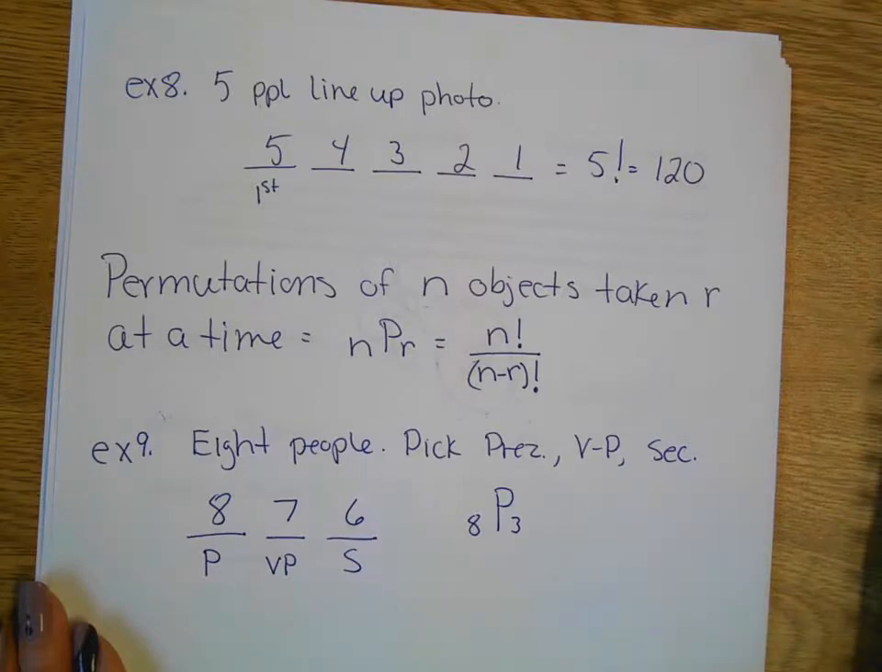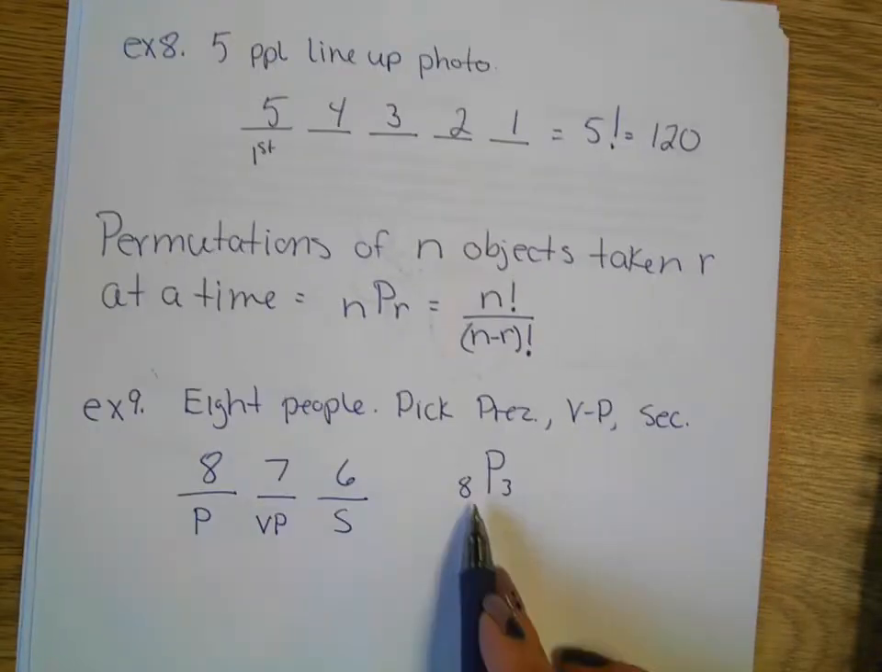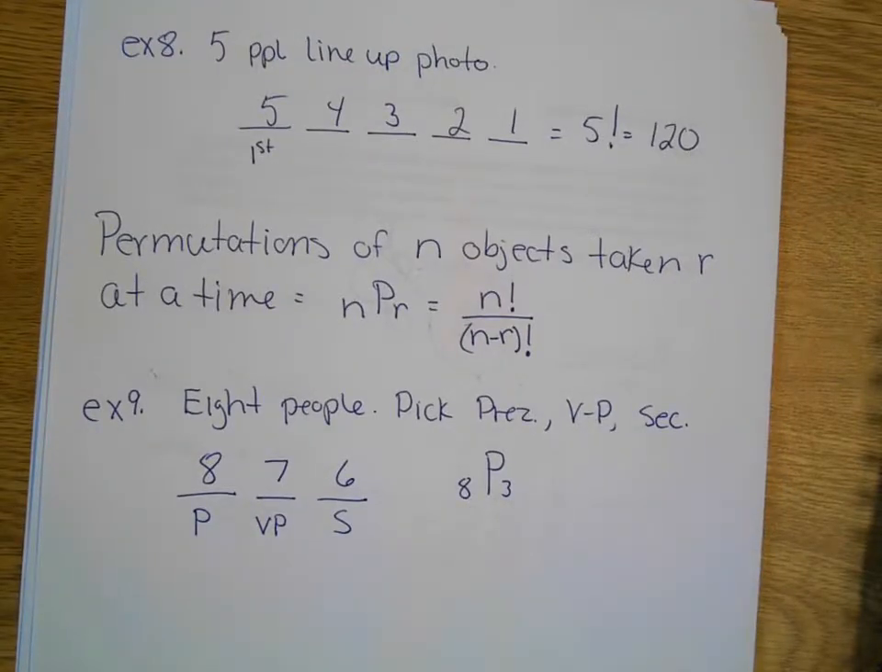Both of these are going to give you the same answer. But if you like the nPr, let's refresh your memory on how to type it in. You've got to get your 8 going first before you go get the nPr. Then go to math, over to probability, nPr, and we're using 3 of them.